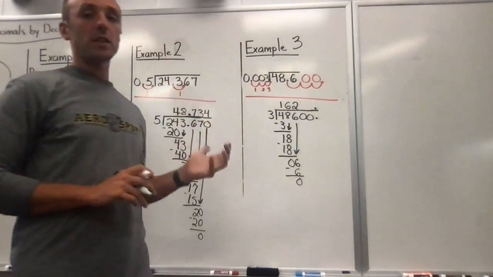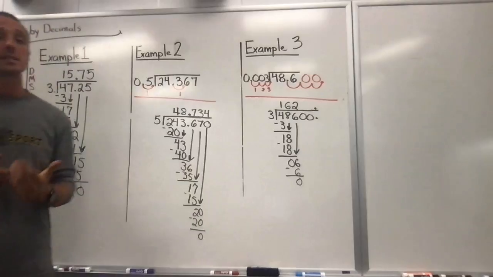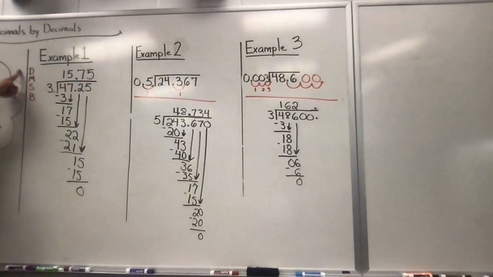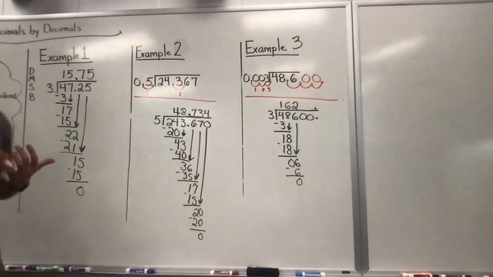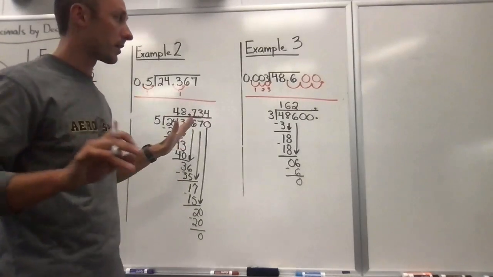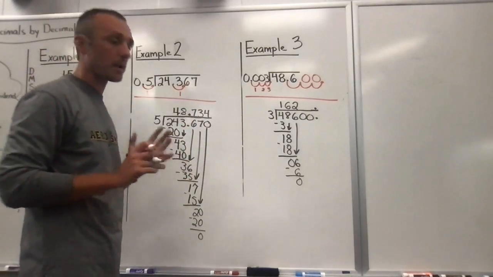Now, just because all I have left is zeros doesn't mean I'm done. I have to continue the process of divide, multiply, subtract, bring down until I have brought down all my numbers. I can't just stop here. The answer is not 162. I have to continue that process.